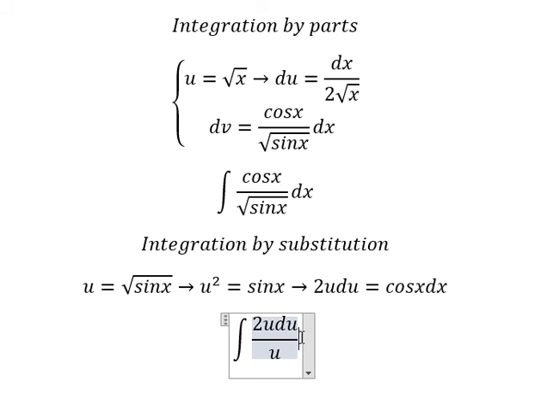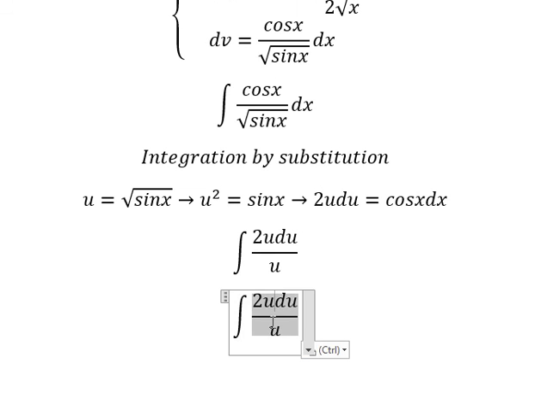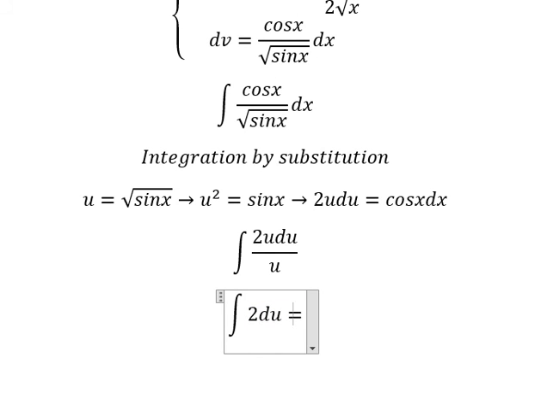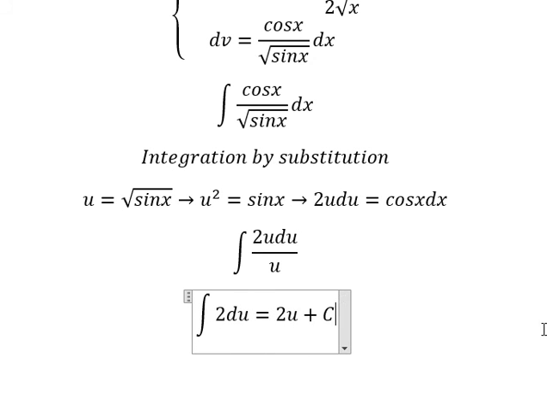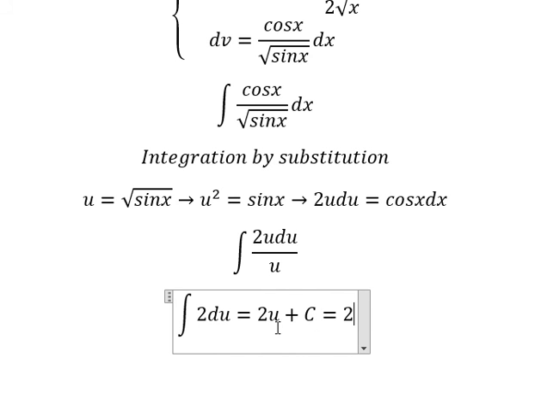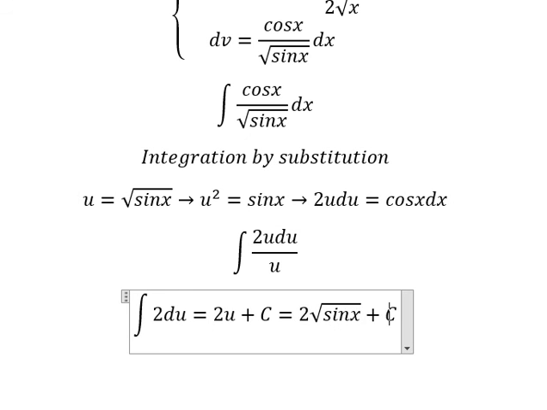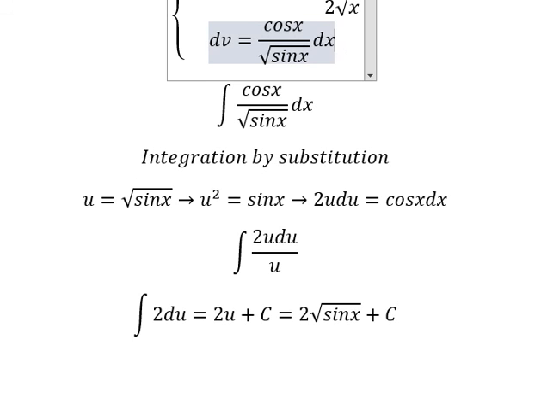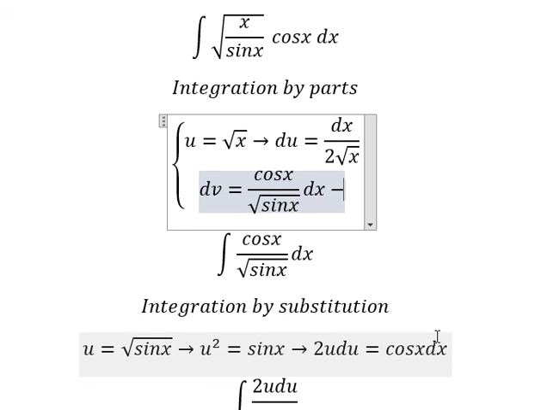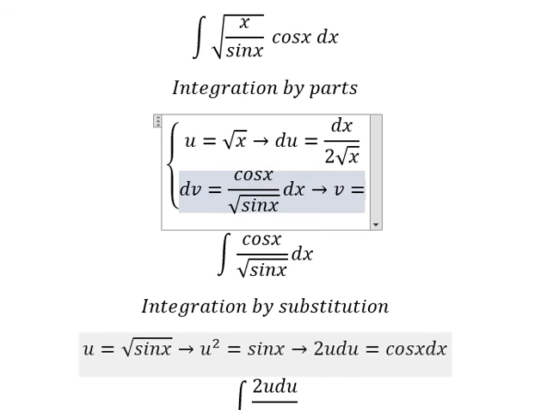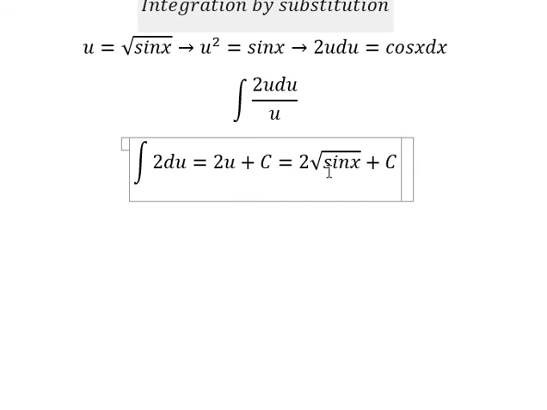Now u divided by u, so we just have only number 1, that is 2 times 1, and we have 2 du. And later, the integral of 2 du is 2u, and I will put plus c. For u, that is this one. So that means this one in here: v equals 2 times the square root of sine x.